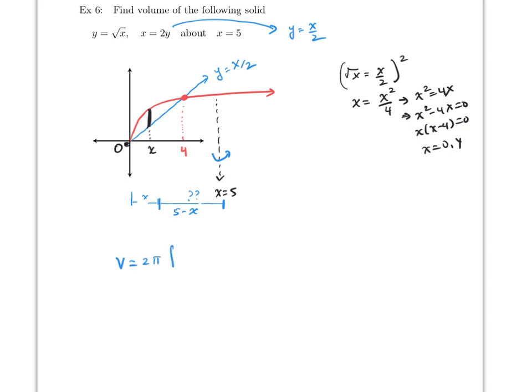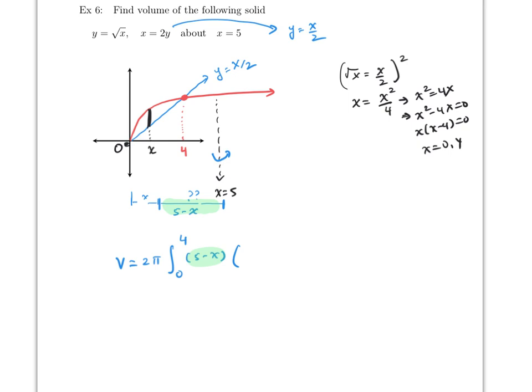So once you figure that out, that's the tricky part, then the volume is going to be 2 pi, the integral from 0 to 4 of the distance, which is 5 minus x. So notice this is important. This is the part where most people make a mistake. This is not x, this is 5 minus x. This is the distance between the partition and the axis of rotation. So that's very, very important.